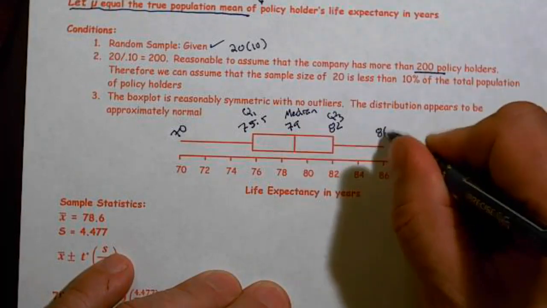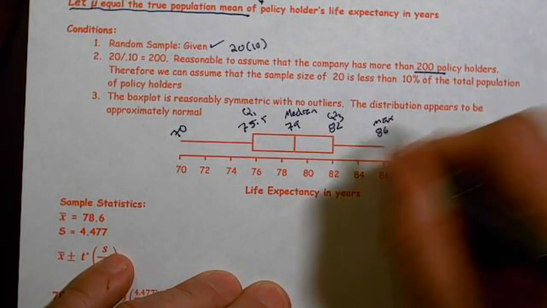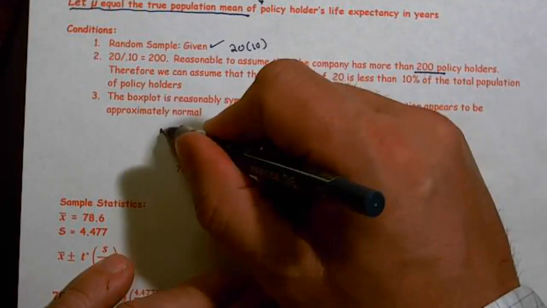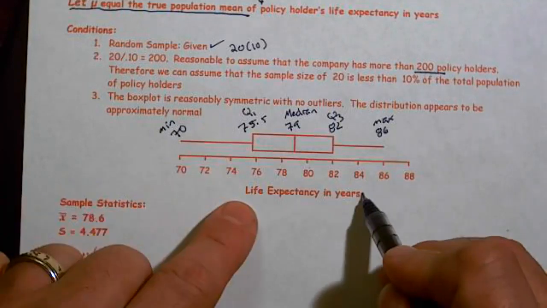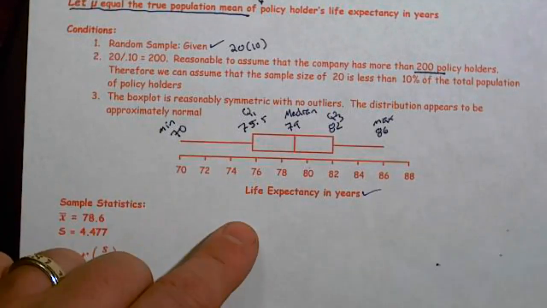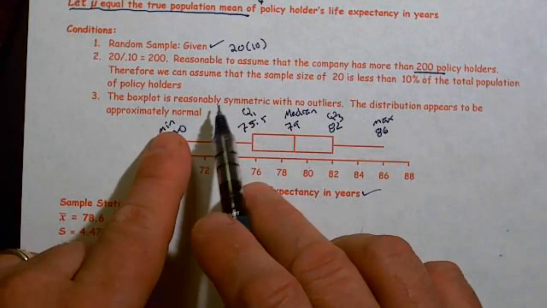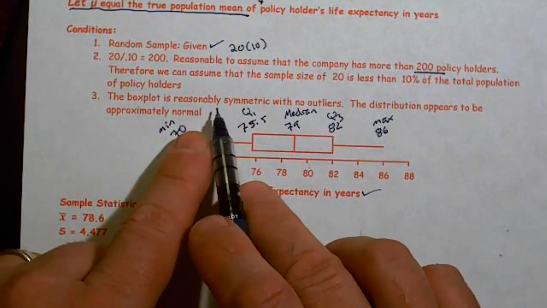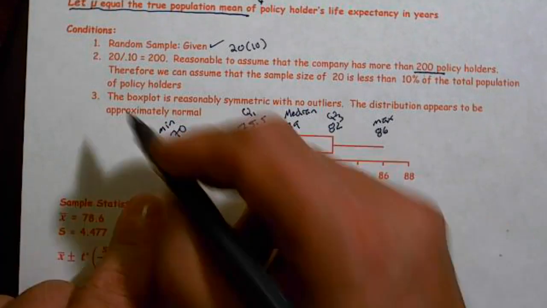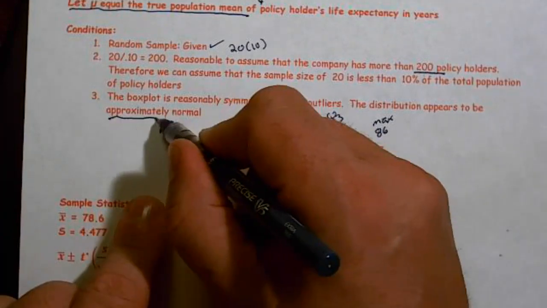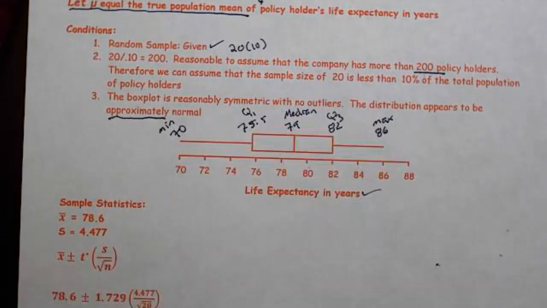So you have a choice: either you can label the major points like I just did, or you can draw the scale. Regardless, you need to make sure that you label what it is. So here's what I'm going to say. The box plot is reasonably symmetric with no outliers. The distribution appears to be approximately normal. This is a very key word. Make sure you say approximately, reasonably normal.